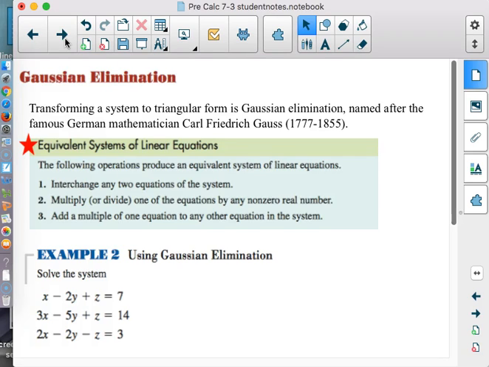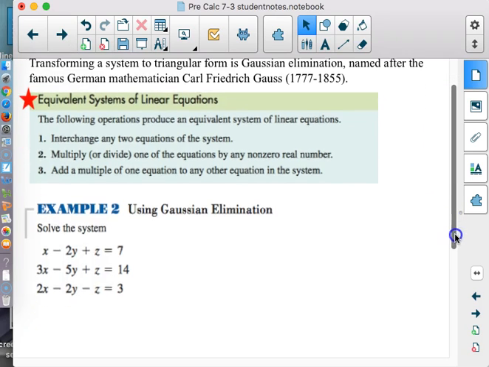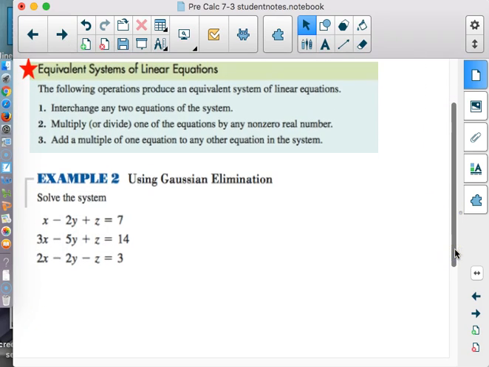Equivalent system of linear equations. The following operations produce an equivalent system of linear equations. You can interchange any 2 equations in the system, so just move them around. You can multiply or divide one of the equations by a non-zero real number. That's a scalar. So if we need to, we can multiply it by a scalar and get things to happen. And then add a multiple of one equation to any other equation in the system.